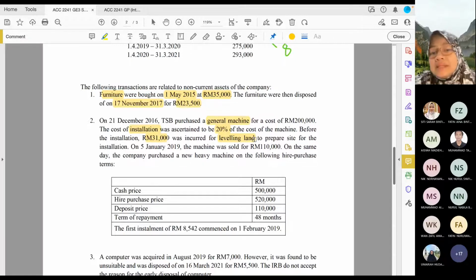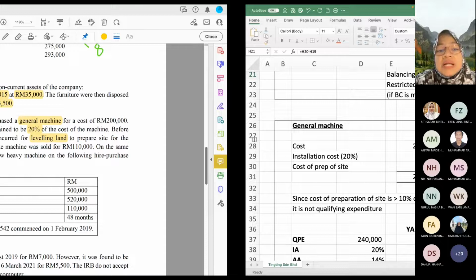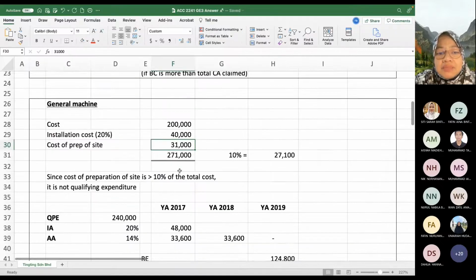So whenever you have PCTL, all right, then you have to do a 10% test, right? And the 10% test, why? Because if the PCTL is less than 10% of the total cost, then the PCTL will be part of the qualifying expenditure. But if the PCTL is more than 10%, then the PCTL is a non-qualifying expenditure.